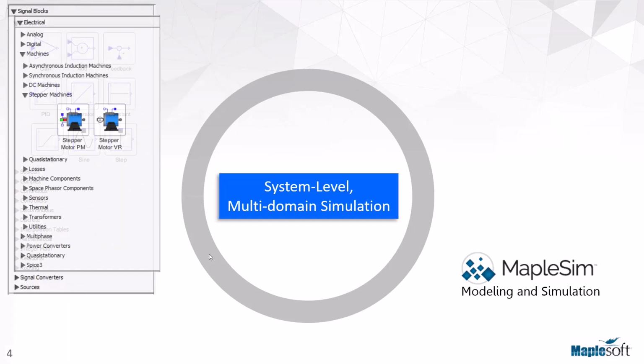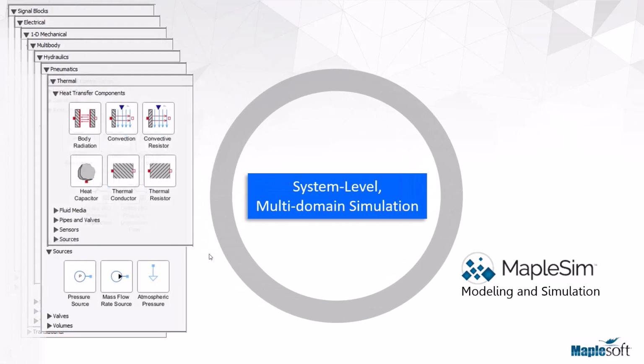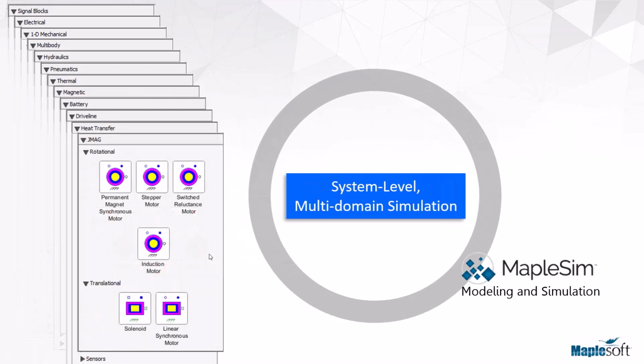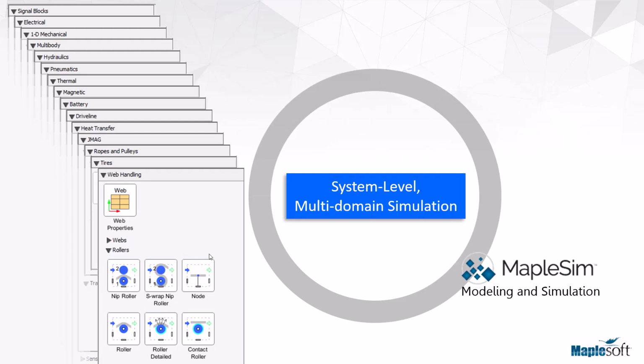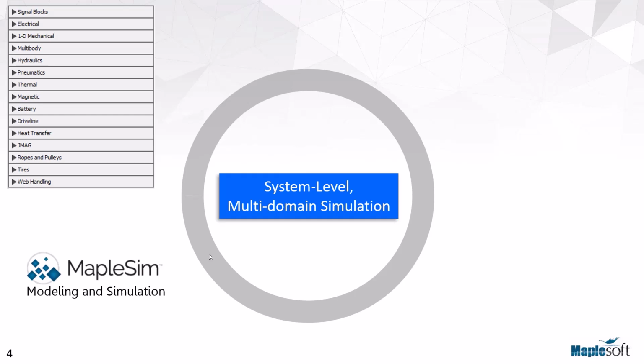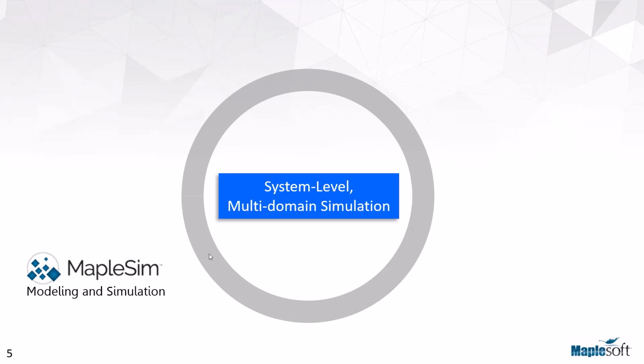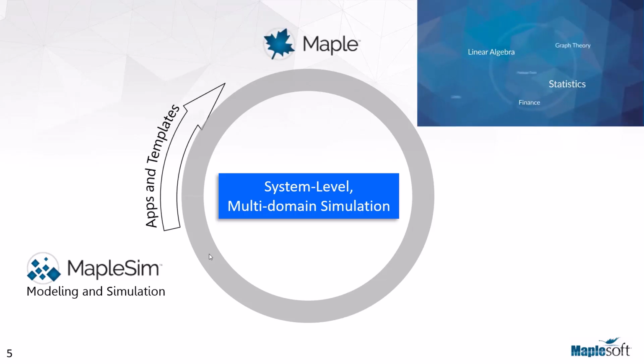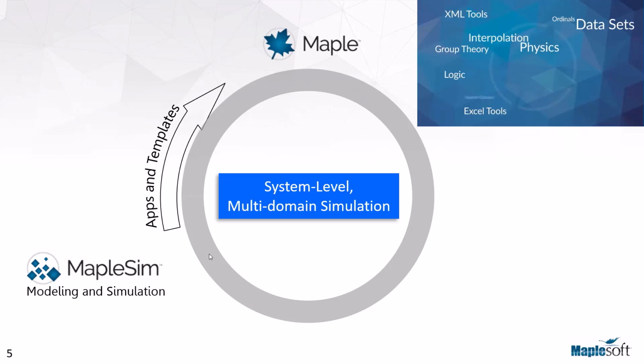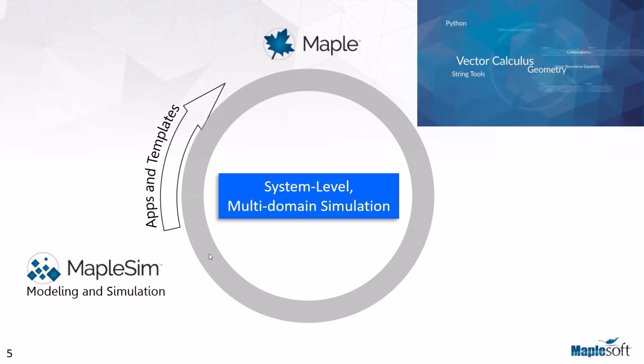MapleSim itself, our modeling and simulation tool, comes with a lot of libraries, and the web handling library is one of the special libraries with a lot of components, which allows you to model very easily an R2R process, a web handling process line. With MapleSim, it is possible to build and create web handling models and to do some analysis with those models.